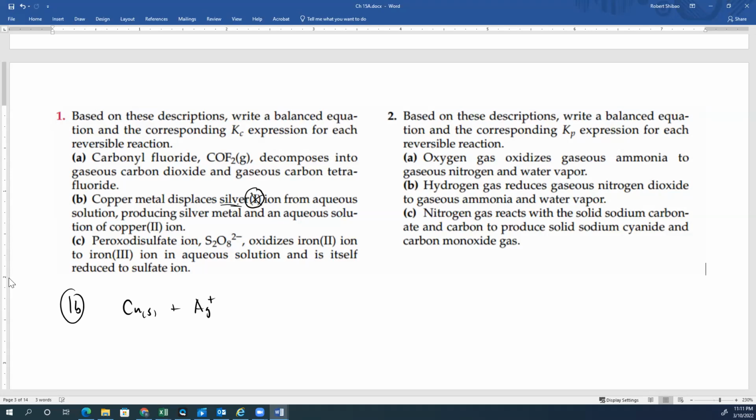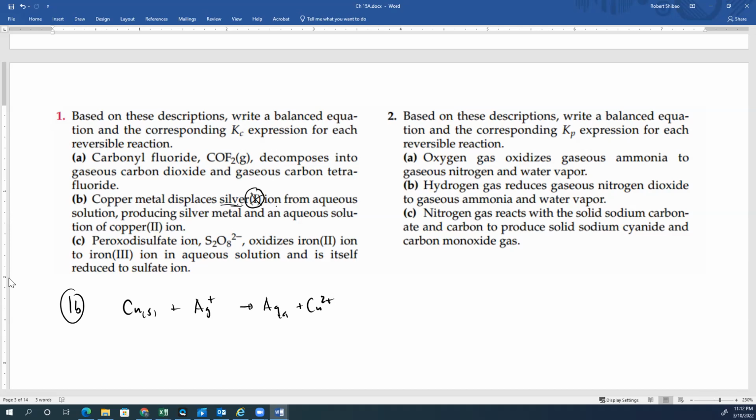Nobody ever calls it silver 1. Everybody calls it silver ion from aqueous solution producing silver metal. So silver metal is Ag solid and an aqueous solution of copper 2 plus, Cu2 plus. And so this looks balanced, but it isn't. There are 2 ways you can tell it's not balanced.